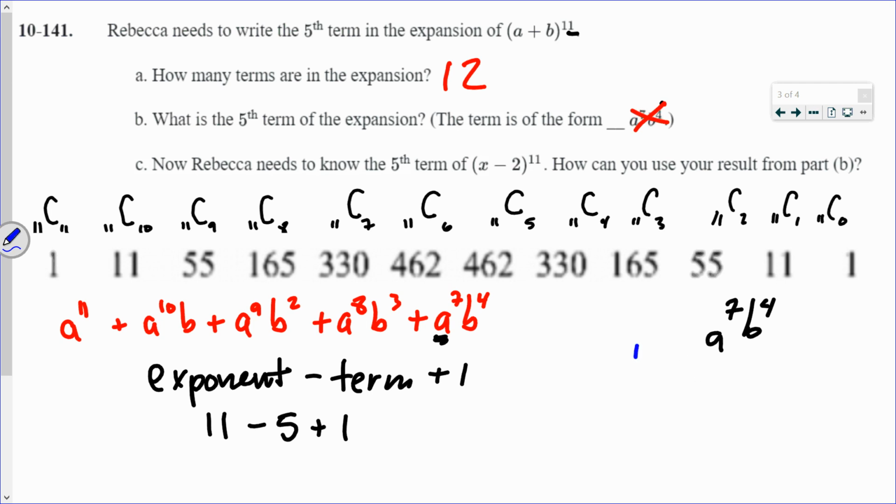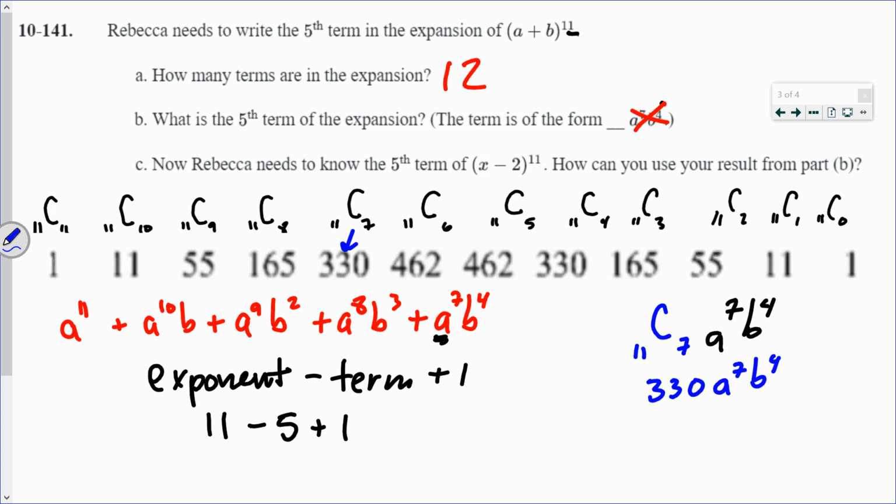So this one is going to be 11 choose 7. These two have to link up, and these have to add to 11. Now I already have that. In this case, it's 330. You can do that in your calculator as well. So I'm going to have 330, a to the 7th, b to the 4th. Okay, so I found that coefficient.